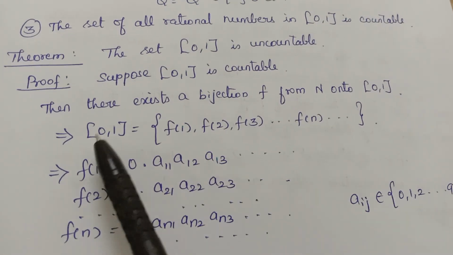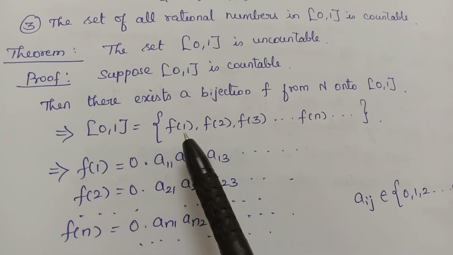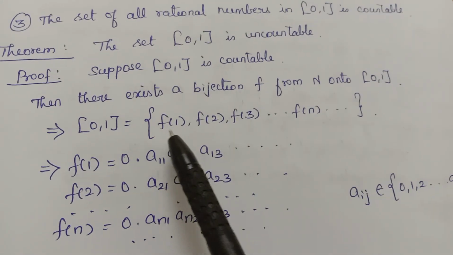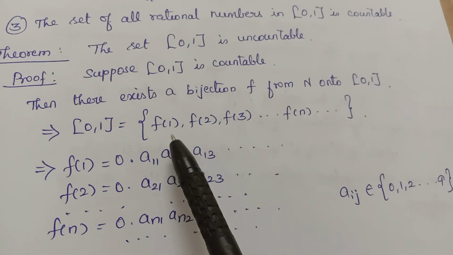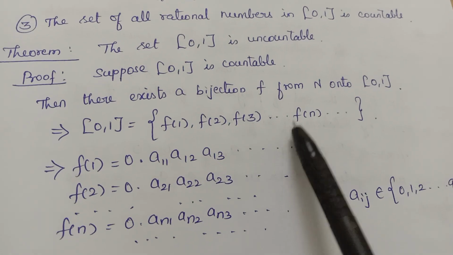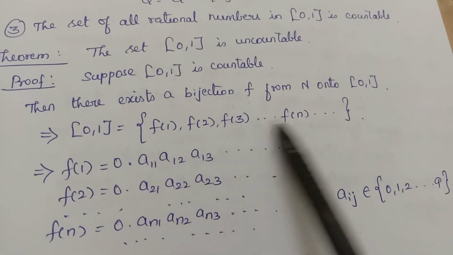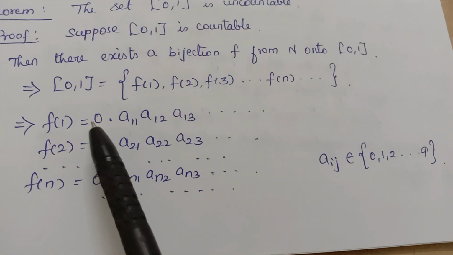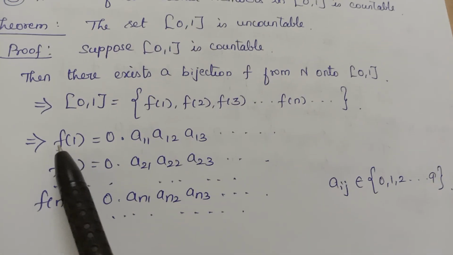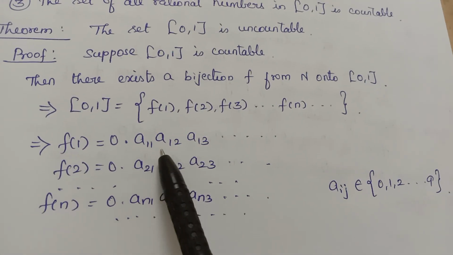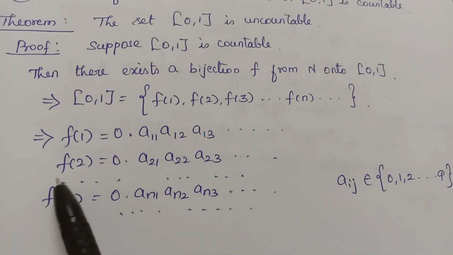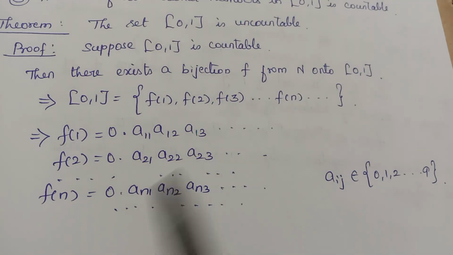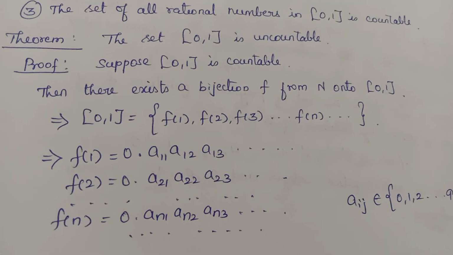That means every element of (0,1) can be arranged in some order as image of 1, image of 2, image of 3, etc. So all these numbers are between 0 and 1, no? So they will be of the decimal form 0.something. So let me write f(1) = 0.a11 a12 a13 etc., f(2) = 0.a21 etc. So these are all decimal numbers lying between 0 and 1.